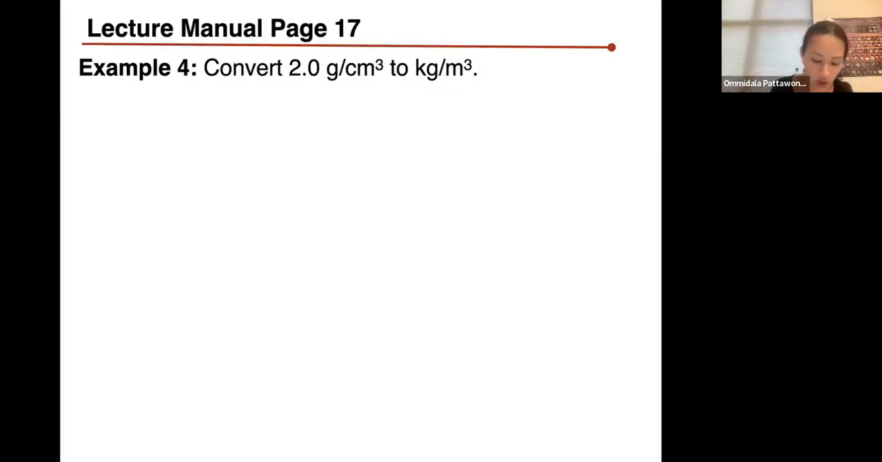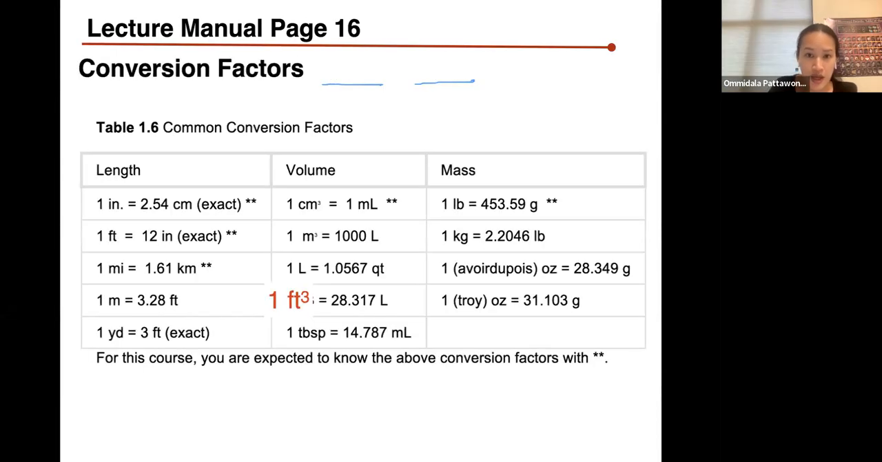Next, we are going to take a look at units that involve either square or cubic. For example, this one is grams per cubic centimeter. This one is kilograms per cubic meter. How can we actually convert that? Let's take a look. You might ask me, why don't I just use the table again? Cubic centimeter to cubic meter.